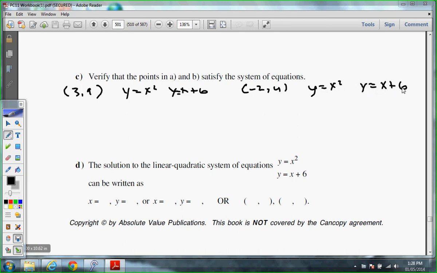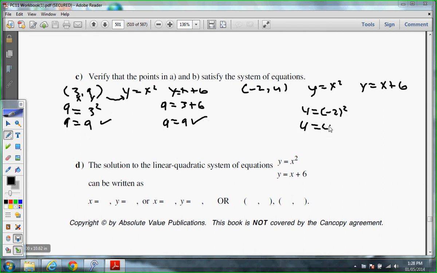So my first test, I'm going to do this one right here. I'm going to go 9, because 9 is y, 3 is x, equals 3 squared. 9 equals 9, that's verified. Same thing over here, 9 equals 3 plus 6, 9 equals 9, that one's verified. Over here, 4 equals -2 squared, 4 equals 4, verified. And last one, 4 equals -2 plus 6, 4 equals 4, it's verified.